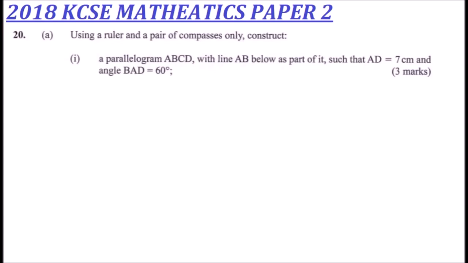So this is 2018 KCSE Mathematics Paper 2, question number 20. We are told part A, using a ruler and a pair of compasses only, construct Roman number 1, a parallelogram ABCD with a line AB being part of it, such that AD is equals to 7 centimeters and angle BAD is equals to 60 degrees.